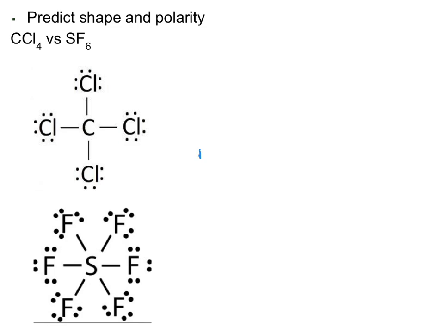Hopefully you were able to see in doing so that both of these molecules are nonpolar. There are definite bond dipoles between the carbon and all of the chlorine atoms, and there are definite bond dipoles between the sulfur and all of the fluorine atoms. However, in our tetrahedral shape of CCl4 and our octahedral shape of SF6, all of those bond dipoles will cancel out. So there is no overall dipole in the molecule, leaving the entire molecule to be nonpolar.